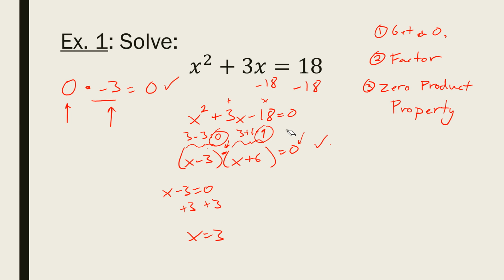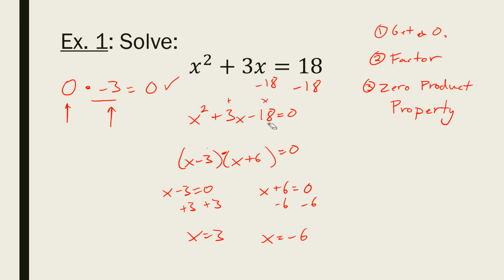Yes, it does. So this is a solution. But there's actually another solution, because just like if this can equal 0, also if I get this parenthesis to equal 0, I'm also good. So I could also say that x plus 6 could equal 0. And if I subtract 6 from both sides, x would equal negative 6.